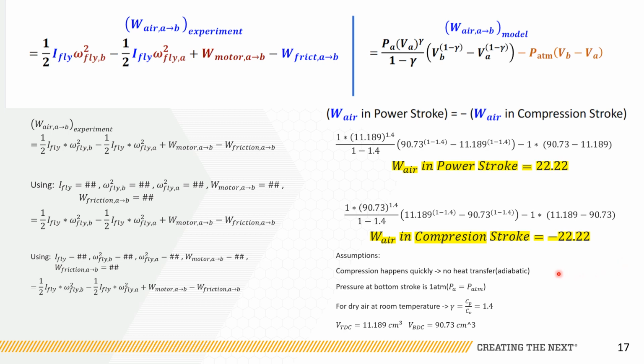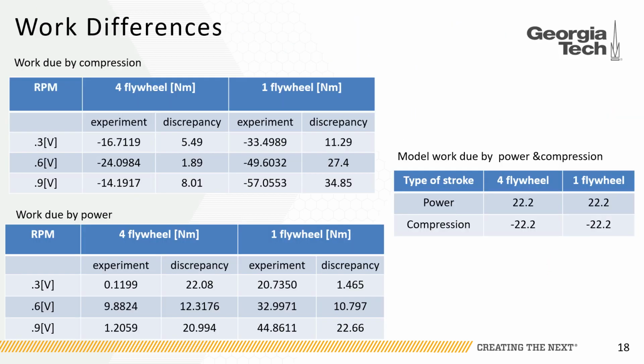The assumptions used in that are that the compression happens quickly and is adiabatic, that the pressure at the bottom of the stroke is 1 atmosphere, and a specific heat ratio of 1.4. And doing that math, we get that the power stroke should be 22.22 newton meters of work, and the opposite, or negative, value for the compression stroke. And this is the equation for the experimental work due to the air.